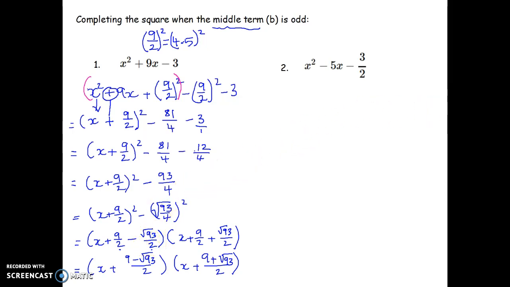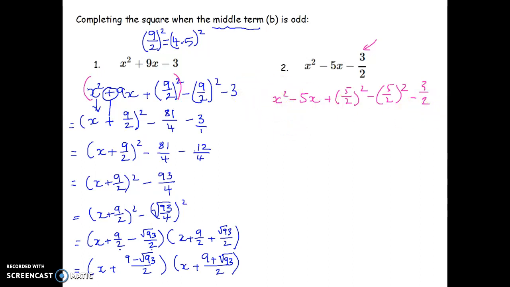Let's have a look at this one over here. We're going to do the same. Don't be scared of this thing here. It's already a fraction. We know how to deal with fractions. We're just going to do what we've done over here. Get a common denominator, add or subtract them. So let's complete the square. X squared, take 5x. Now I need to halve my 5 and square it. So 5 on 2 squared, I add it on, take it away, and then the minus 3 on 2 gets tacked on the end.